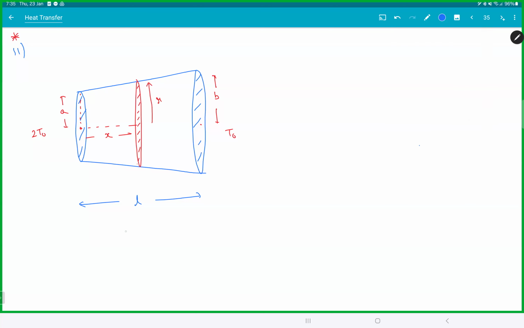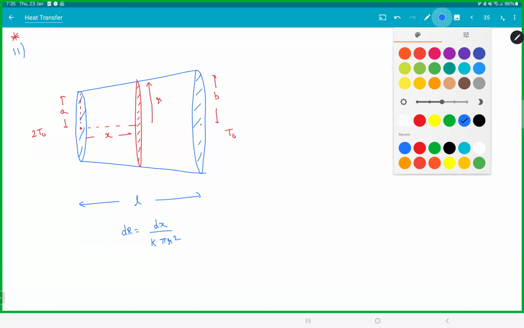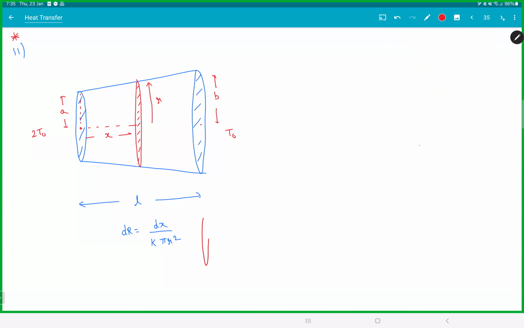So what I was trying to do now, so resistance dR will be length, which is dx, by k, area will be pi r square. So I need to find that small r. Without that I can't solve. Once I know that small r in terms of x, I am done. I can substitute and integrate. Fine, get that r. I'll give you a minute.